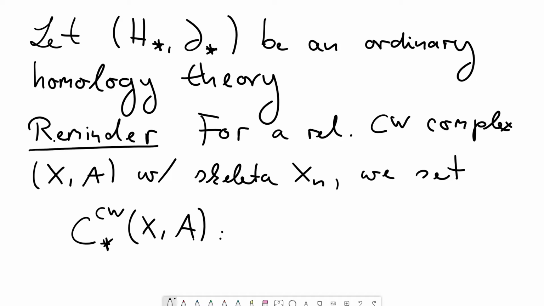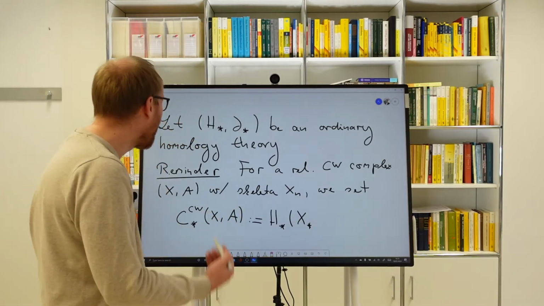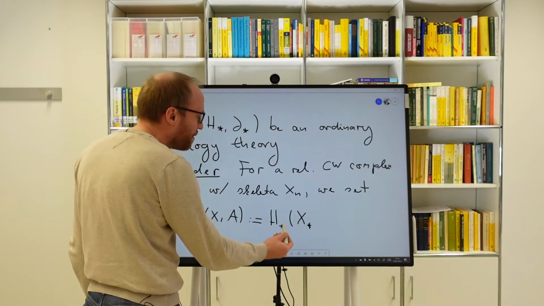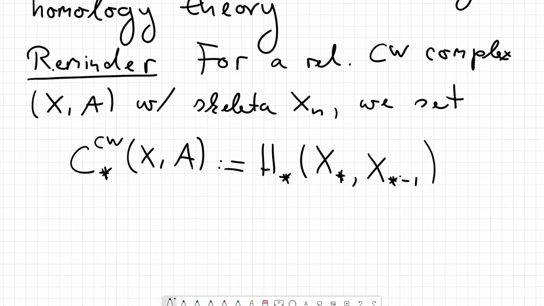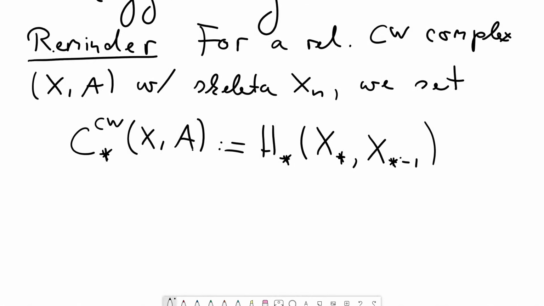And this was just defined using the fixed homology theory up here as the relative homology of the skeleton in the degree of interest. So the nth cellular chain module is defined as the nth homology of the nth skeleton relative to the n-1 skeleton. So I write this just with stars, as we did this many times. And this is sort of the functorial part of the construction. So for every CW complex we get this R module right away.